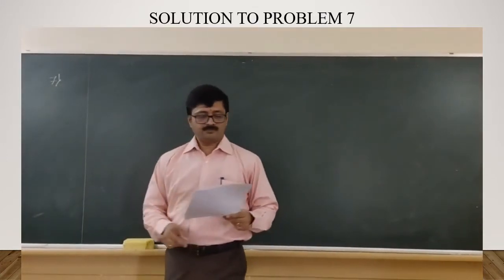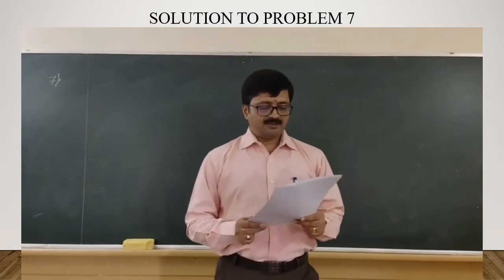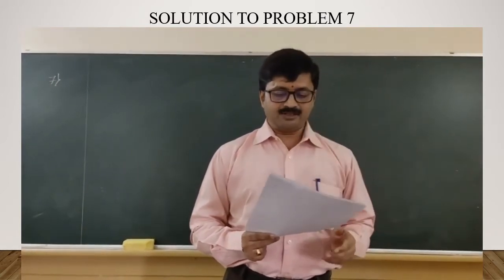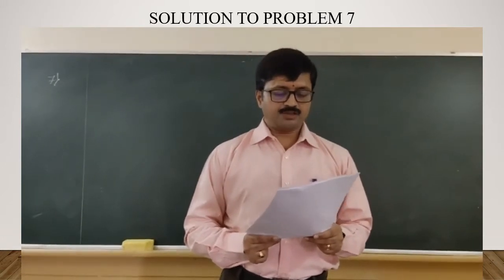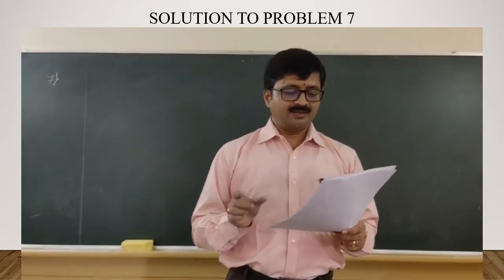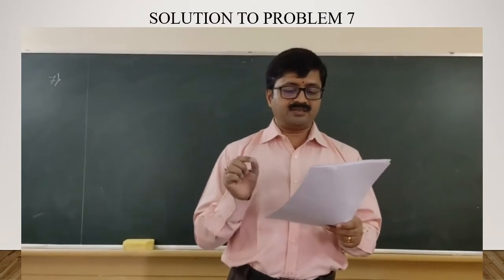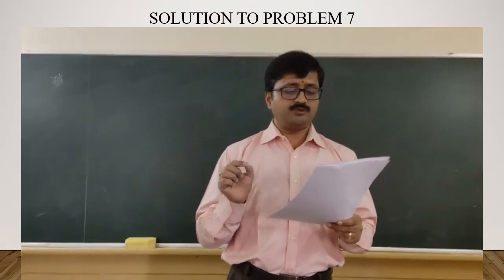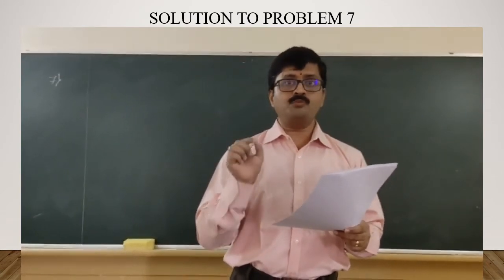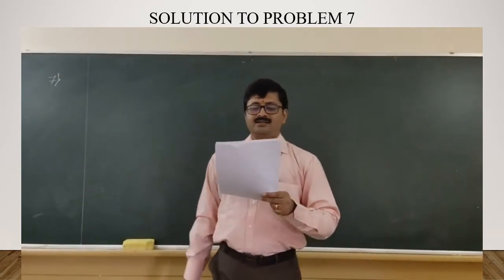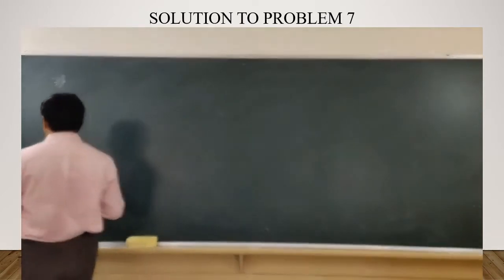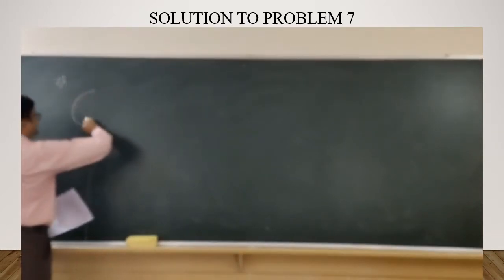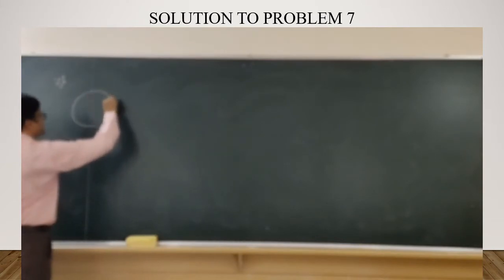Seventh problem. The external diameter of a 1.2 meter long hollow tube is 12 centimeter and the thickness of its wall is 2 centimeter. Calculate the resistance of the tube between its ends, given that the specific resistance of the material of the tube is 0.6 micro ohm meter. Okay. Now, firstly, we'll show the situation here like this. I'll draw this diagram.